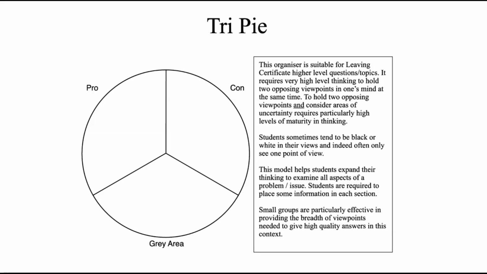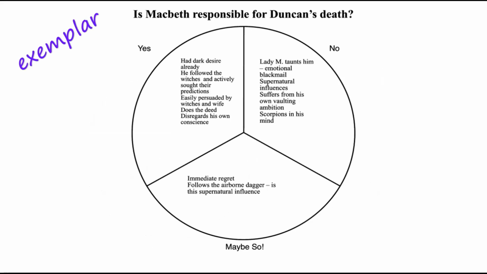And then this is also to hold 2 opposing viewpoints and consider areas of uncertainty. So you've got your gray area. This is lovely for those research questions, pros, cons, and the gray area. And it really helps for learners to extend their thinking.